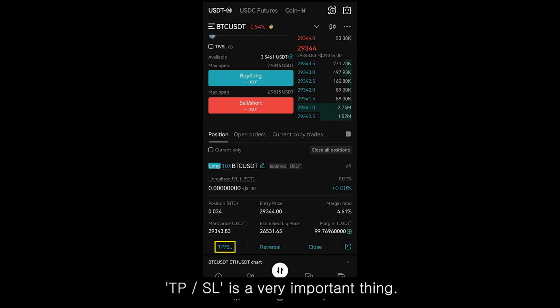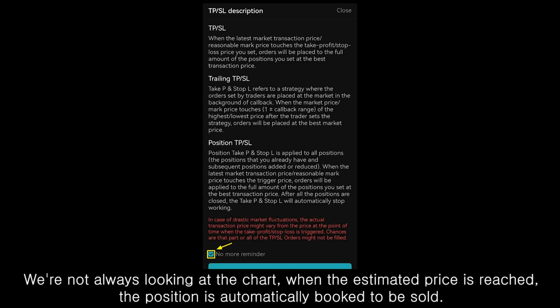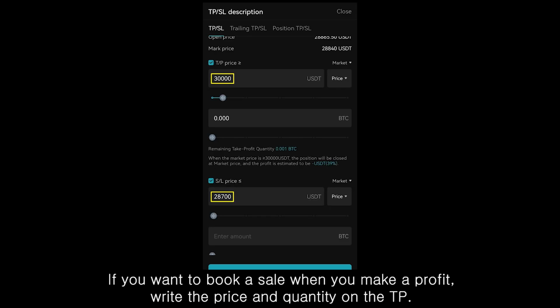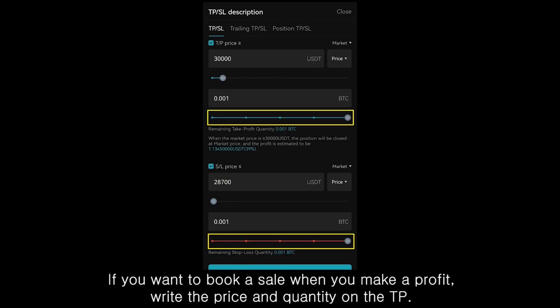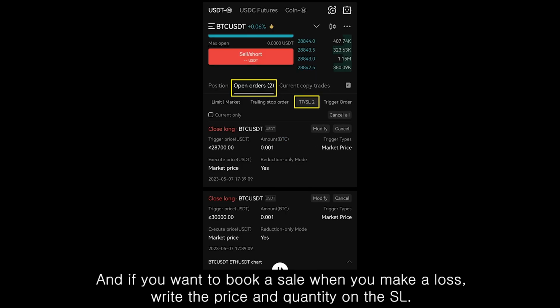TPSL is a very important thing. We're not always looking at the chart. When the estimated price is reached, the position is automatically booked to be sold. TP means take profit. SL means stop loss. If you want to book a sale when you make a profit, write the price and quantity on the TP. And if you want to book a sale when you make a loss, write the price and quantity on the SL.